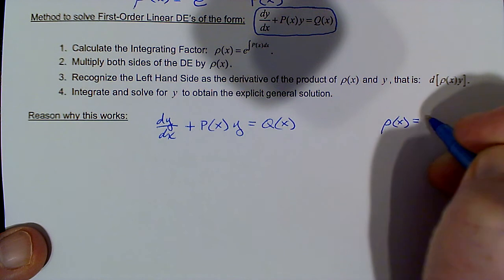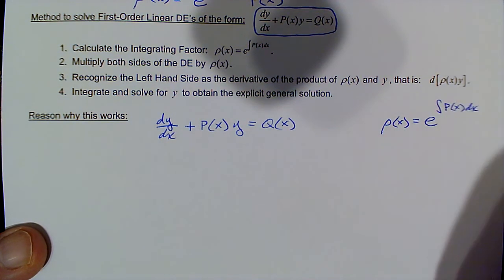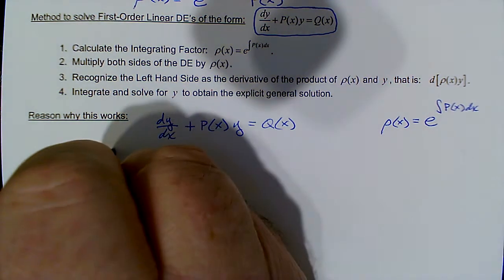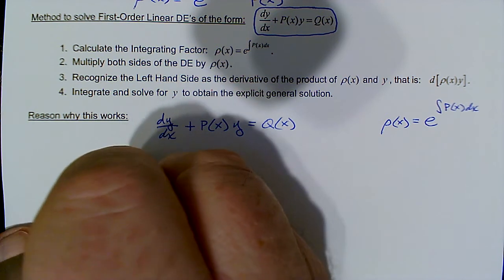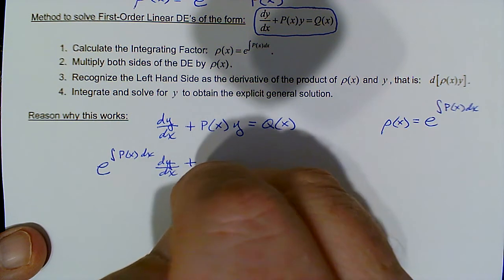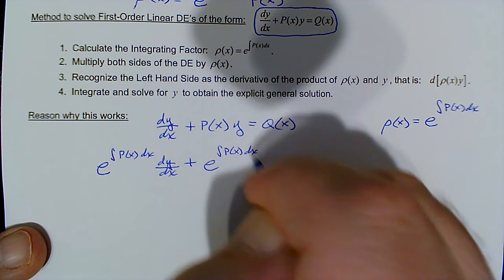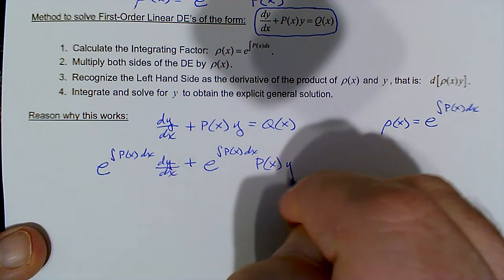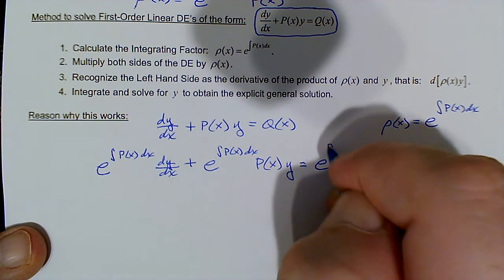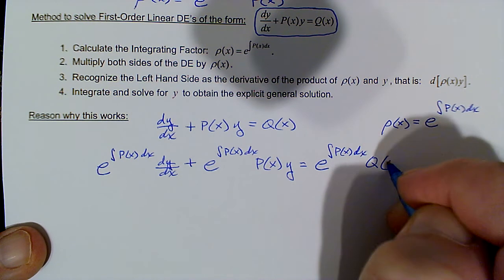the integrating factor, which is again e to the integral of p of x with respect to x, and we multiply through, we get e to the integral of p of x with respect to x times dy dx, and then plus e to the integral of p of x with respect to x times p of x times y, equaling e to the integral of p of x with respect to x times q of x.